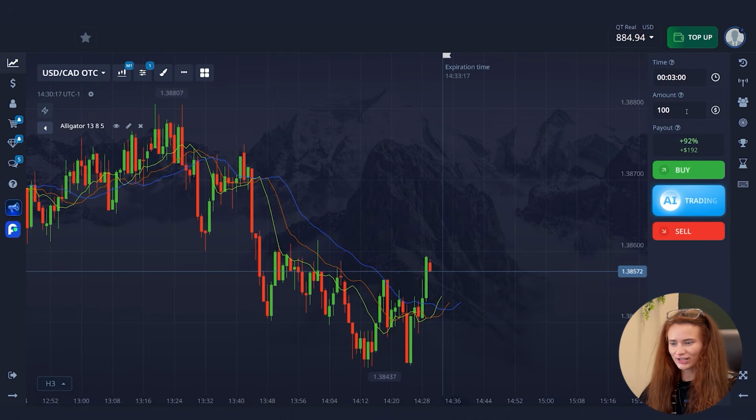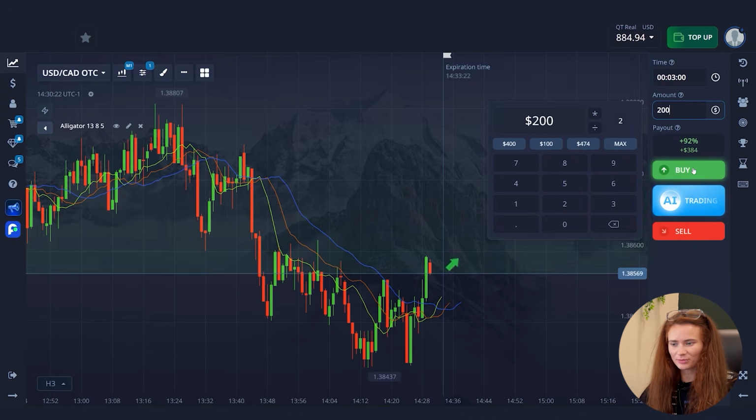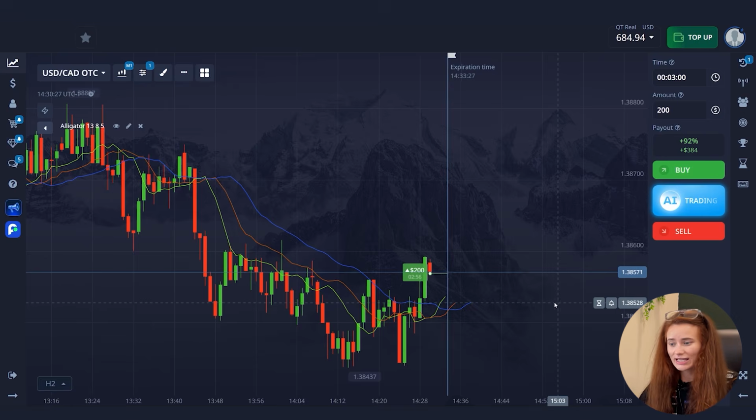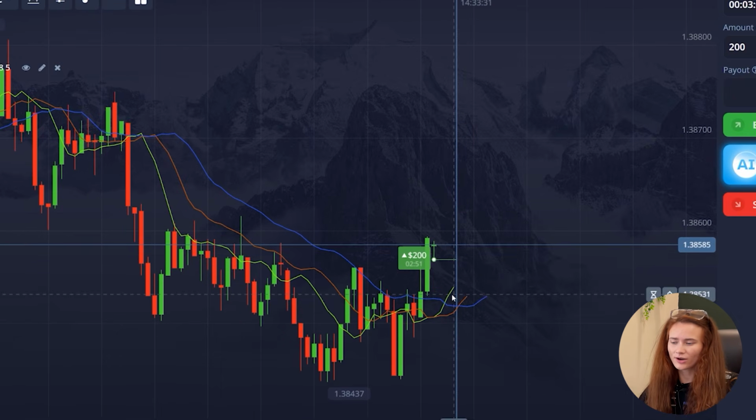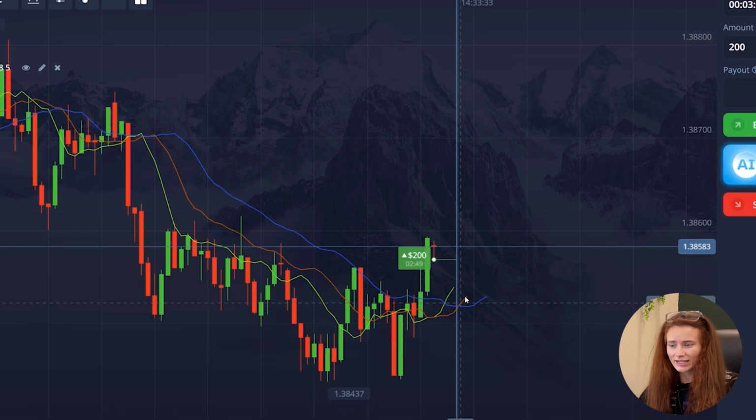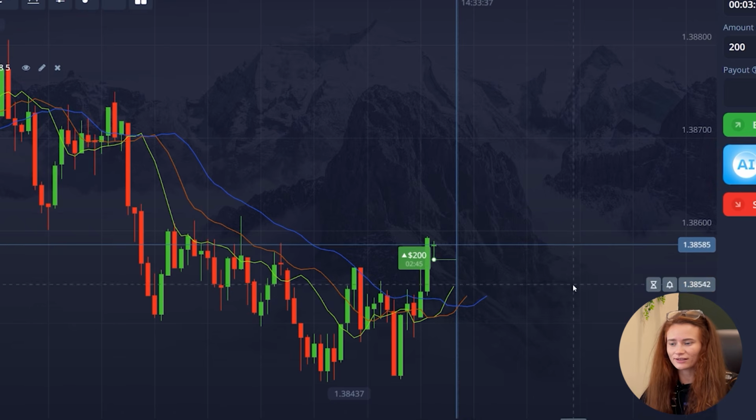The amount of the trade increases to $200, and I will open a trade to increase the price. Similar situation I have already dealt with in previous trades. It's completely similar to them. The alligator lines have crossed each other and are pointing upwards, indicating the beginning of an uptrend.